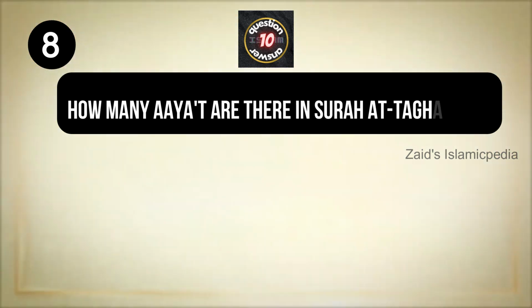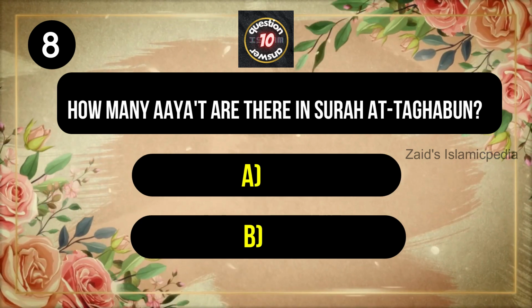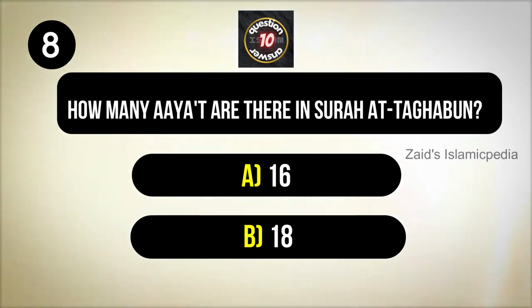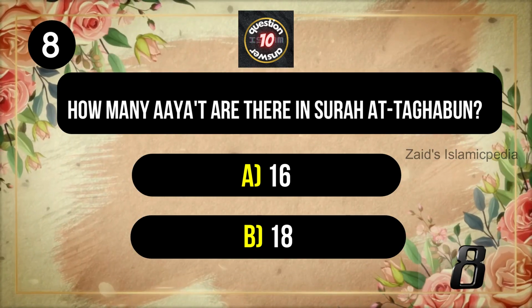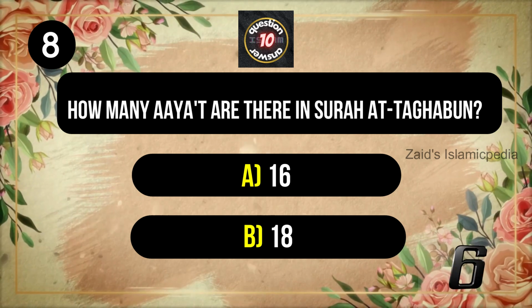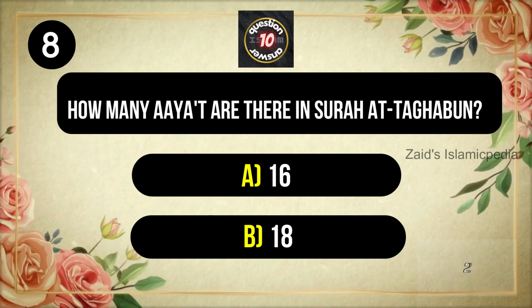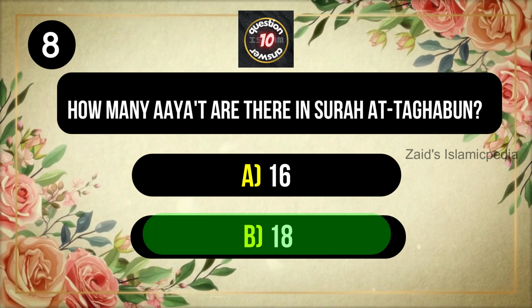How many ayats are there in Surah At-Taghabun? Your options are option A, 16, or option B, 18. The right answer is option B, 18.